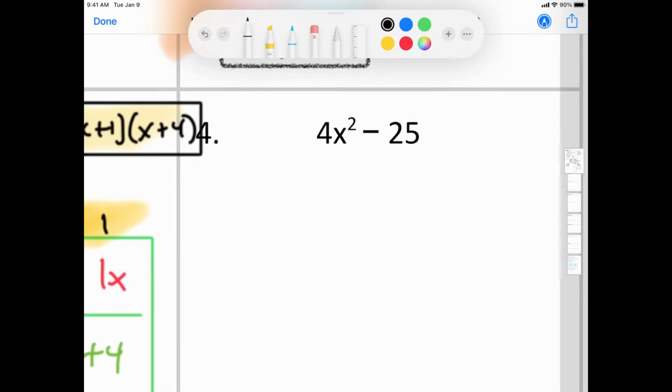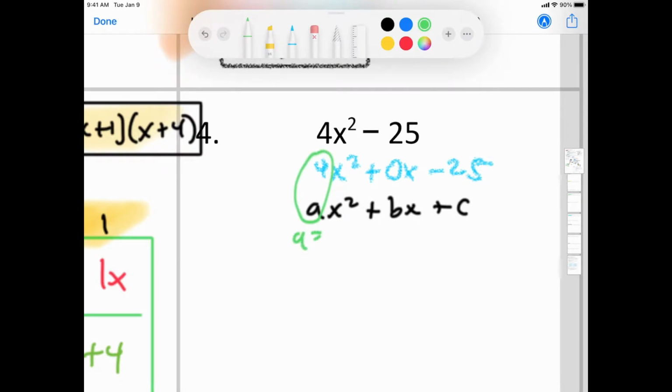Question number 4. This one is missing a middle term, so I'm going to add 4x squared plus 0x minus 25. That means my a value is 4, my b value is 0, and c is negative 25. Now the reason why I added 0 is because you'll notice that negative 25 is not the b value. The b value has an x attached to it, but this one does not, so you can have a 0x there.